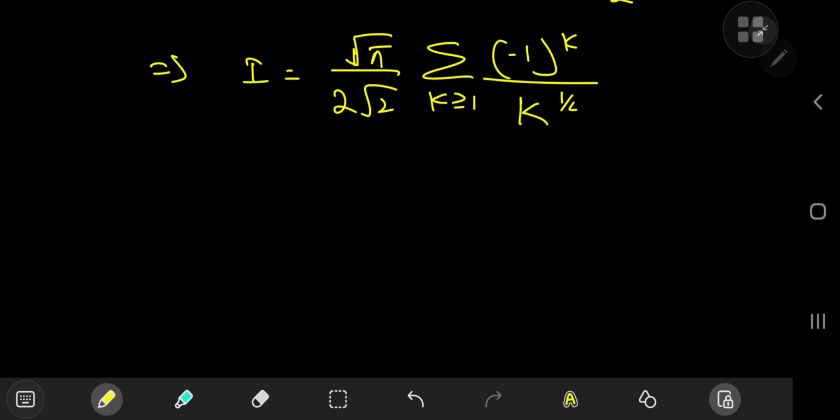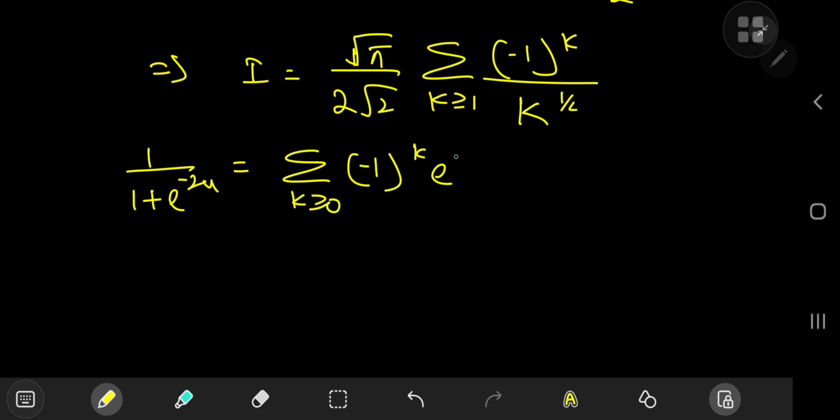And it was at this stage of recording that I realized I messed up big time. I'm missing a negative sign. My mind immediately went back to the differentiation, and I was correct. That's exactly where I missed the negative sign. So remember me expressing 1 by 1 plus e to the negative 2u as the sum over the non-negative integers k of negative 1 to the k times e to the negative 2ku?